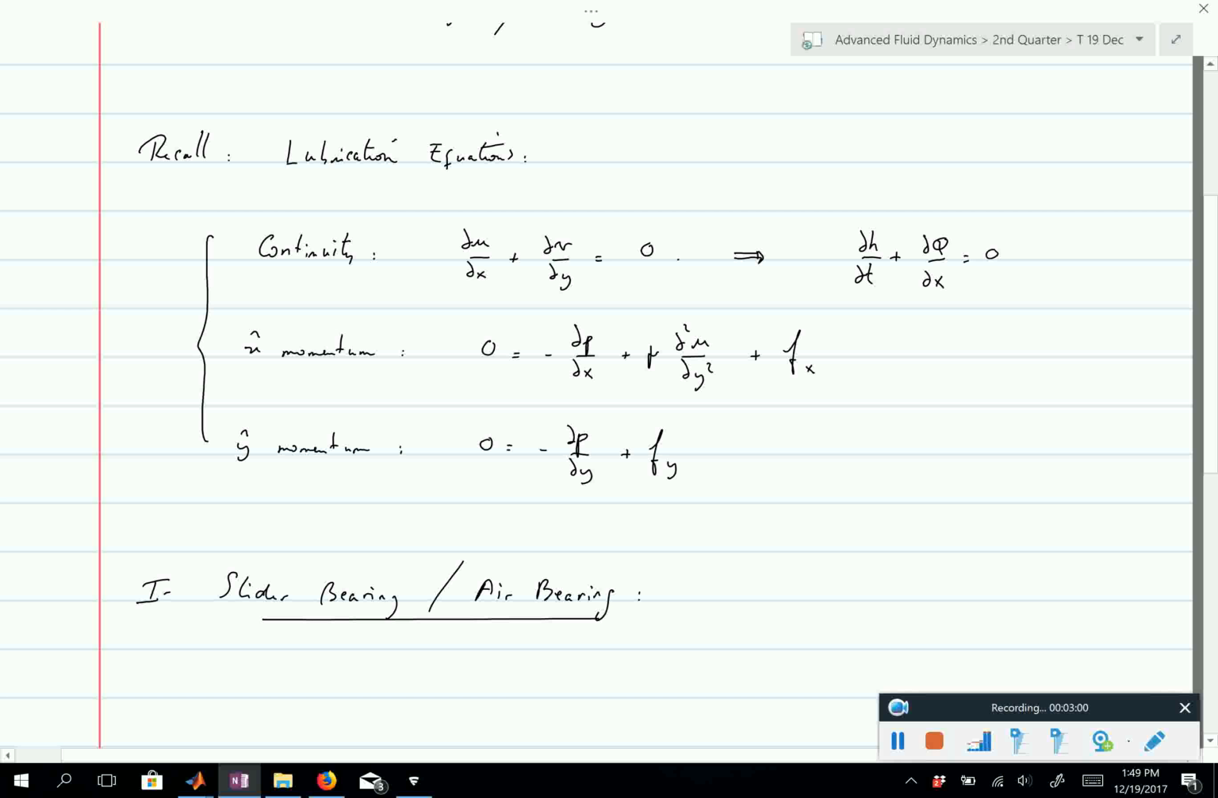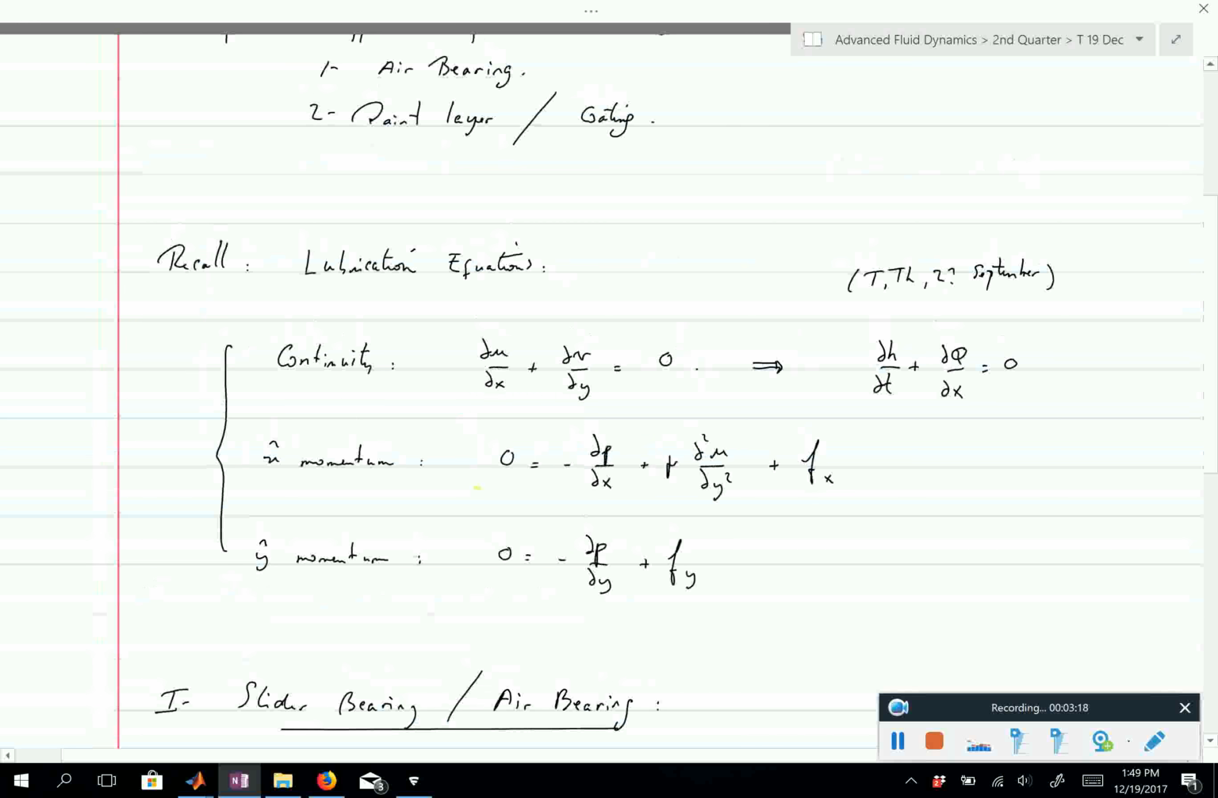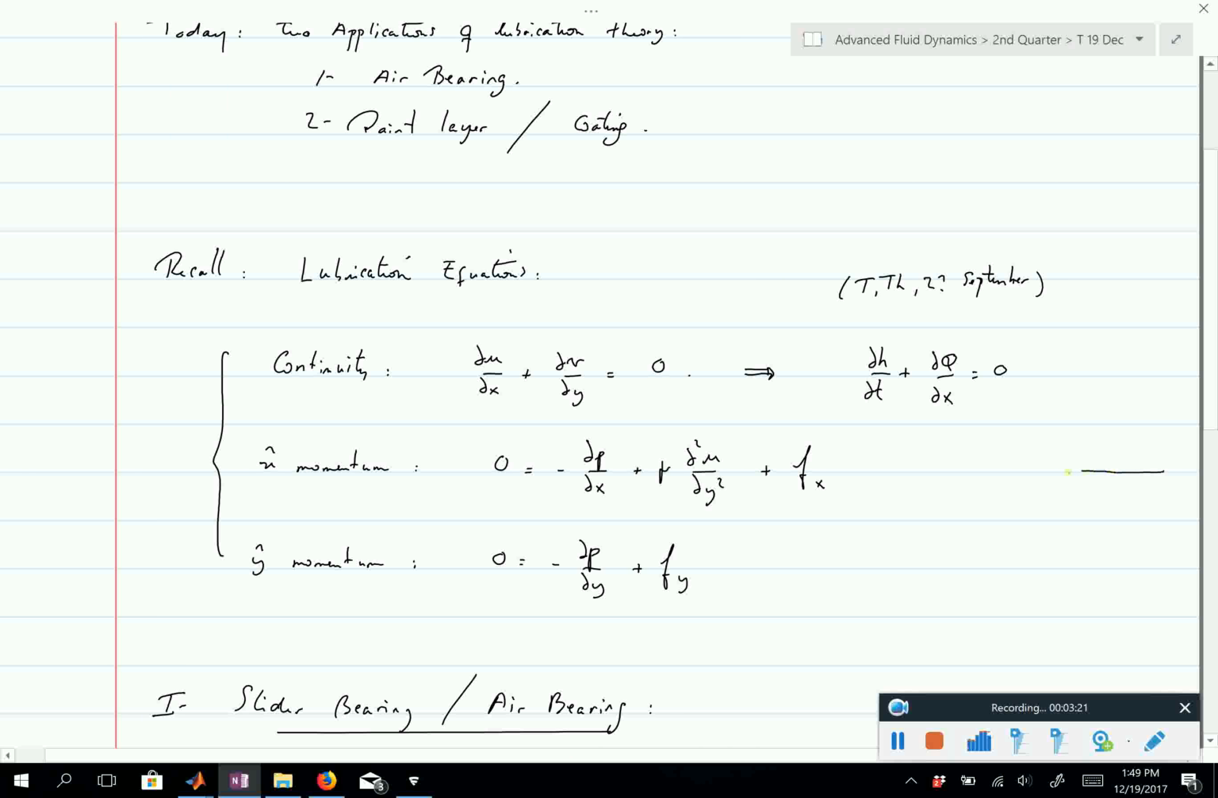I said, remember this because you'll see it at the very end of the class. If you don't remember, just go back to the notes. Let me briefly remind you of the notation. h is the height of the film, so h is a function of x and time. And Q was the volumetric flow rate at any given value x, also a function of x and time.